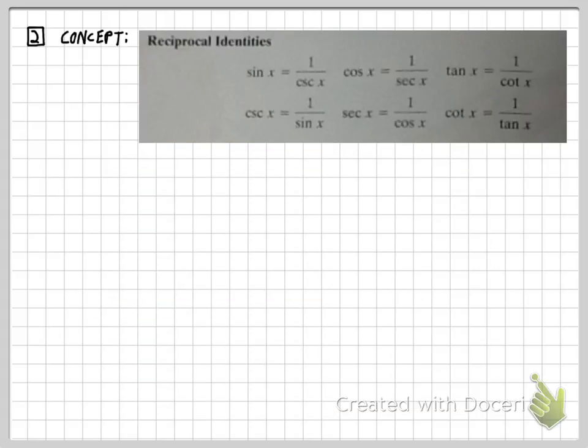These should look very familiar to you. We've been talking about them for the last several weeks. And I would hope at this point these are ones that you just kind of know. We do expect that you know each of these, and the fact that cosecant is the reciprocal of sine and so on and so on.